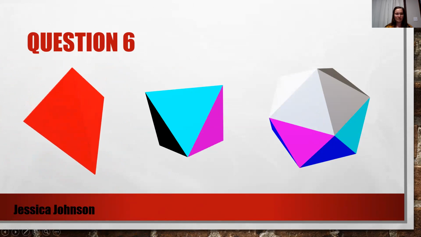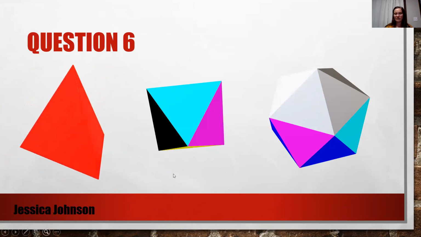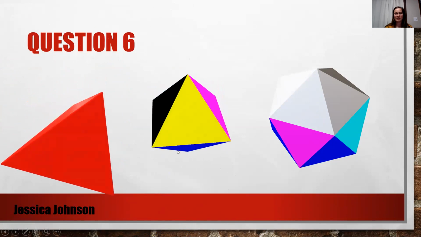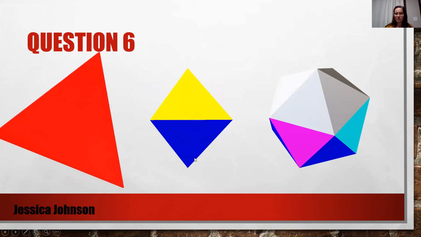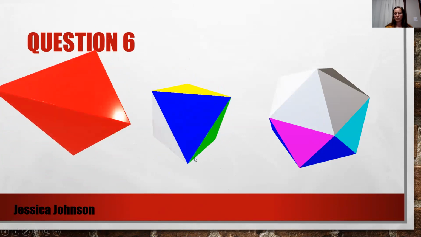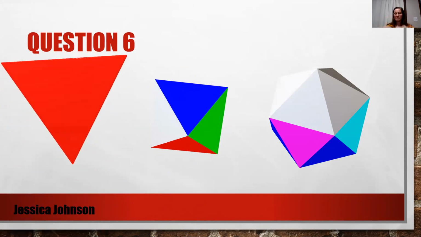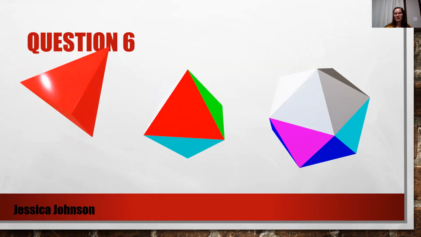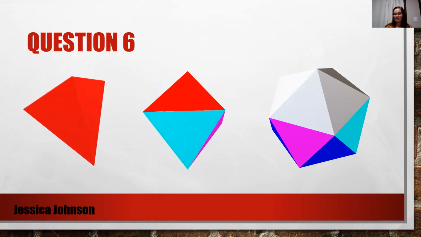An octahedron is a 3D figure that has 8 faces. And if you counted the different colors as it spins, you'll count 8. You can think of an octahedron as 2 pyramids put together, but they share the same base. An octahedron will have 6 vertices and 12 edges.